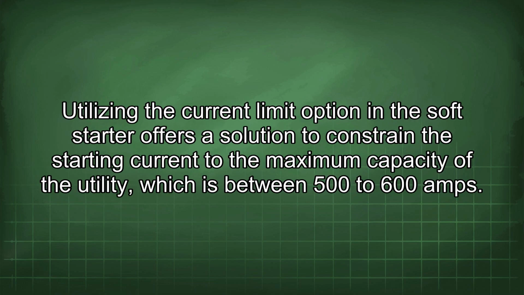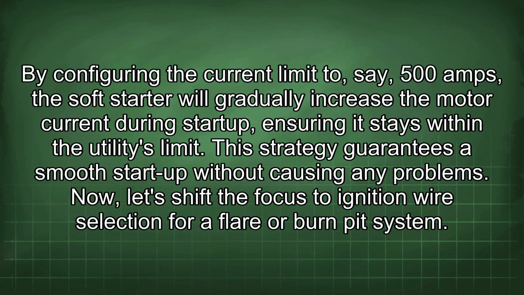Utilizing the current limit option in the soft starter offers a solution to constrain the starting current to the maximum capacity of the utility, which is between 500 to 600 amps. By configuring the current limit to, say, 500 amps, the soft starter will gradually increase the motor current during startup, ensuring it stays within the utility's limit. This strategy guarantees a smooth startup without causing any problems.